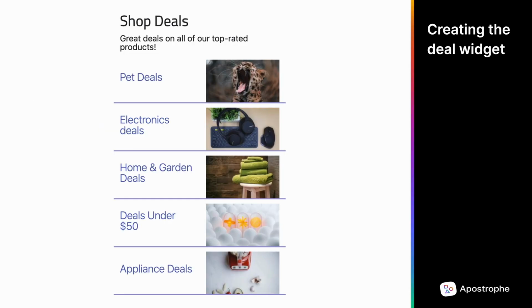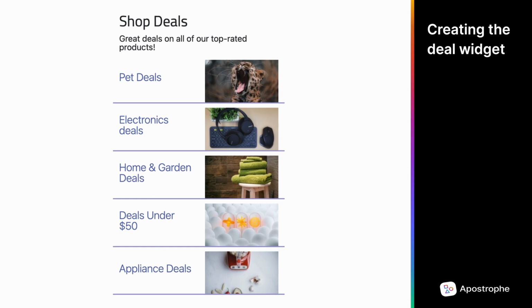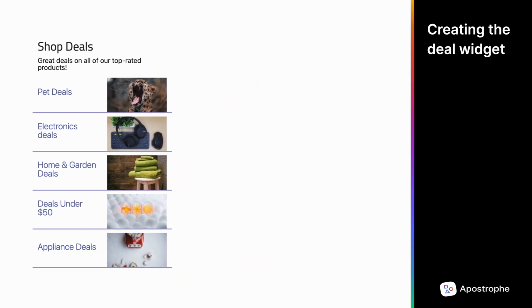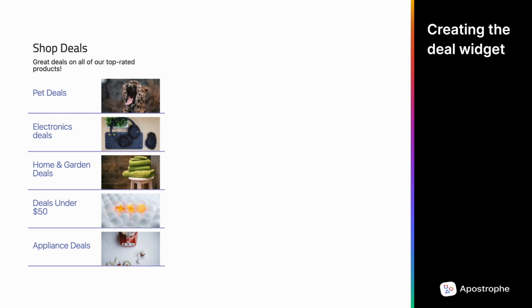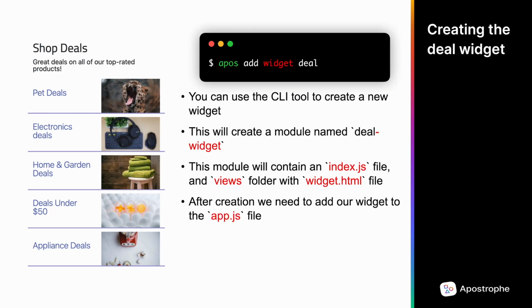As you can see, on our homepage, we are adding multiple CTA cards that include an image and URL link with some Bootstrap styling. Again, by convention, a widget module folder is named with a -widget suffix and contains an index.js and views/widget.html files. We can use the CLI tool to create this basic structure using apos add widget deal, where deal is the name of the widget. Remember to add the widget to the app.js file after creation so that it is available in our project.